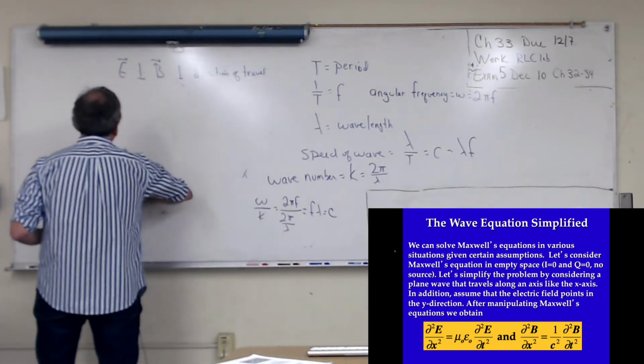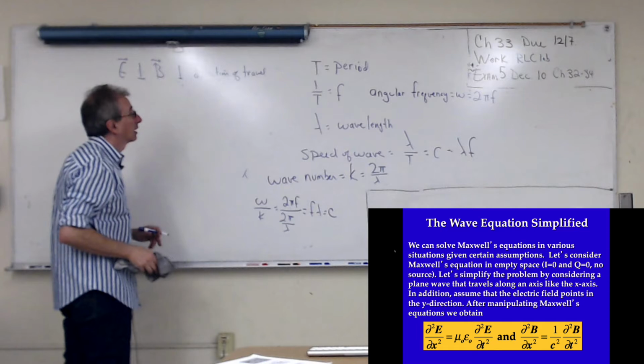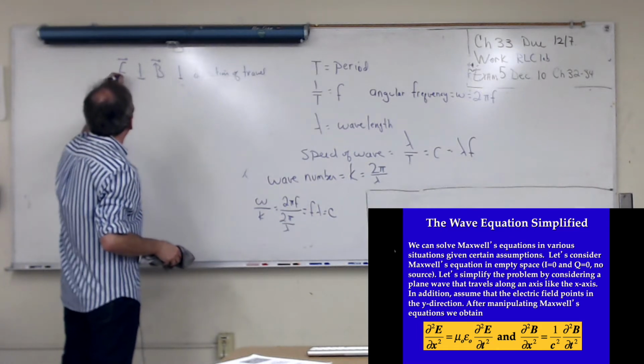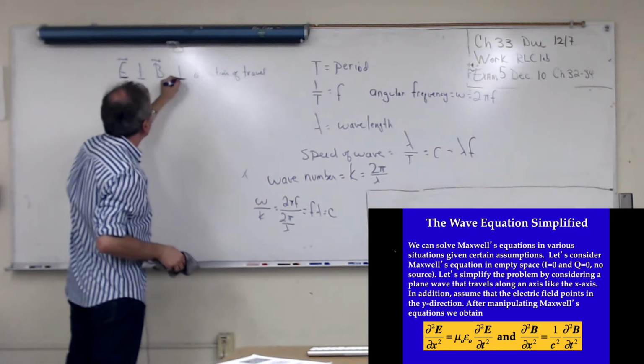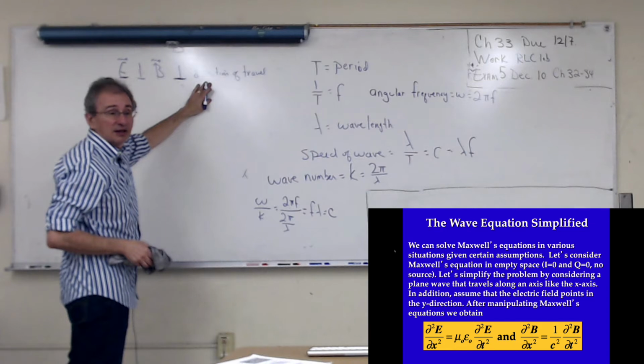Professor? Yeah. What does it say at the top there? It says E is perpendicular to B, and there's a glare. And then perpendicular to the direction of travel. Okay, thank you.